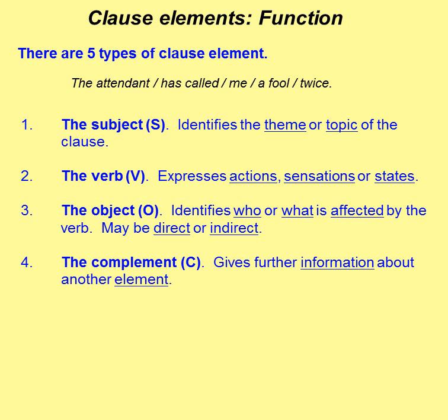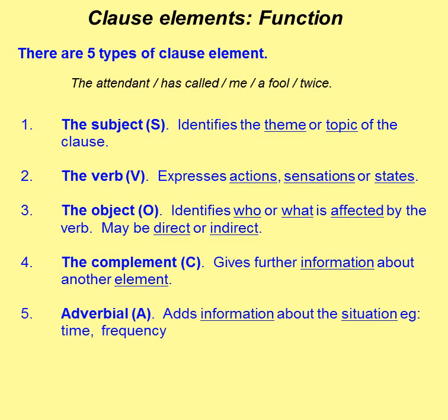We've then got a complement, and that gives us more information about another element in the sentence. It could give us more information about the subject or the object or even the verb. And then we've got the adverbial element, and that gives us a bit more information about the situation. It could tell us about when it happened, or how often it happened, or where it happened. So those are your 5 clause elements. A sentence might have all 5 in, it might have just 1 or 2 in.